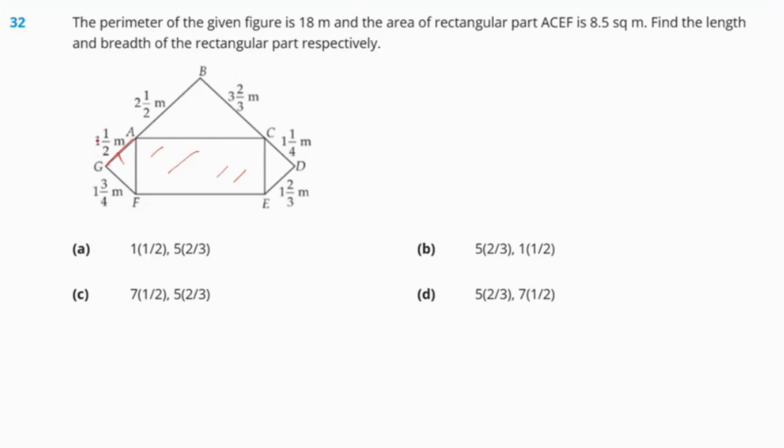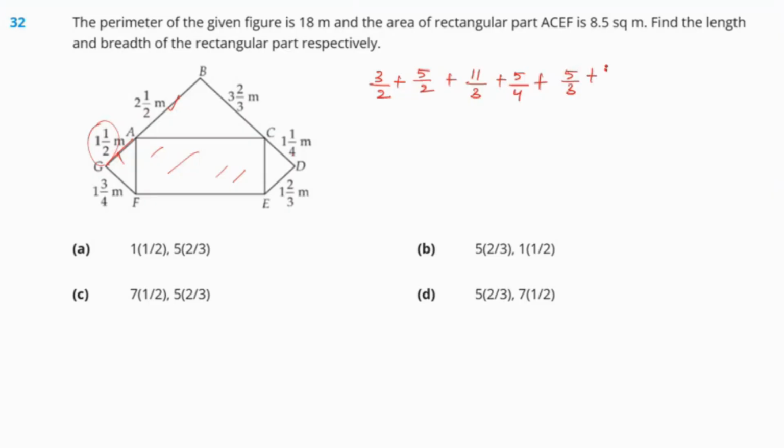So this is 1 whole 1 by 2, which we can write as 3 by 2, plus this side. This side is 2 whole 1 by 2, so that gives us 5 by 2. This side gives us 3 3s are 9 plus 2, 11 by 3. This side gives us 4 1s are 4 plus 1, 5 by 4. This side gives us 3 1s are 3 plus 2, 5 by 3.